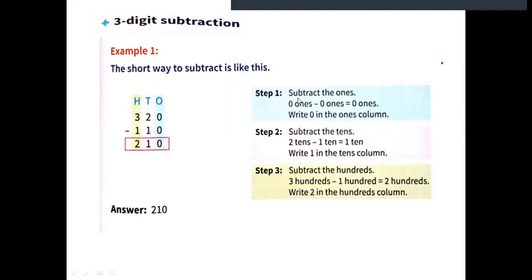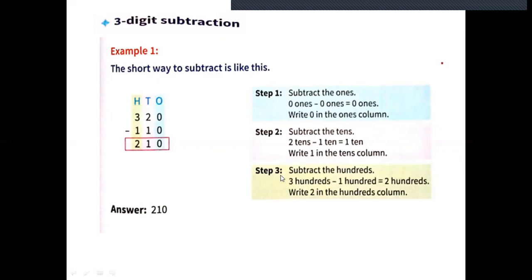Step 1 will be subtract the ones. Subtract the ones means what is here? 0 minus 0. 0 minus 0 is 0. Okay, so you are writing 0 here. Step 2. Subtract the tens. 2 minus 1. 2 in your mind, 1 on your finger. Before 2, 1. So the answer is 1 in tens place. So you are writing 1 here.